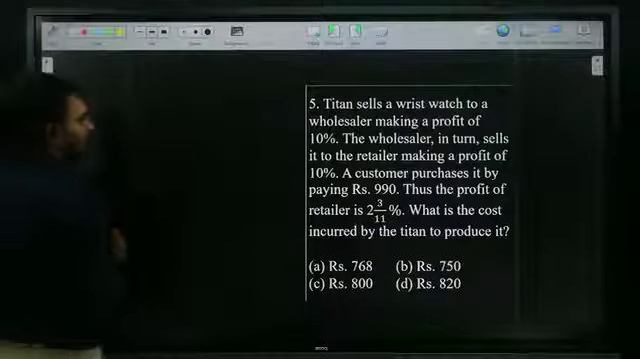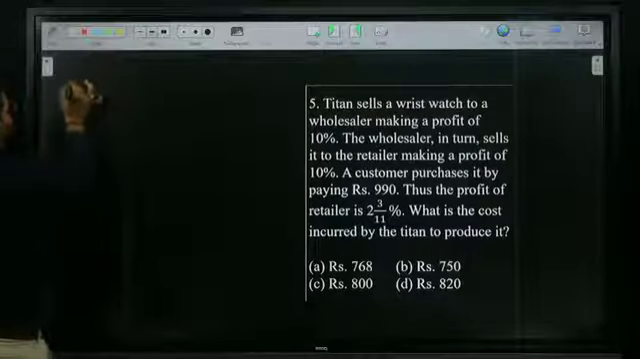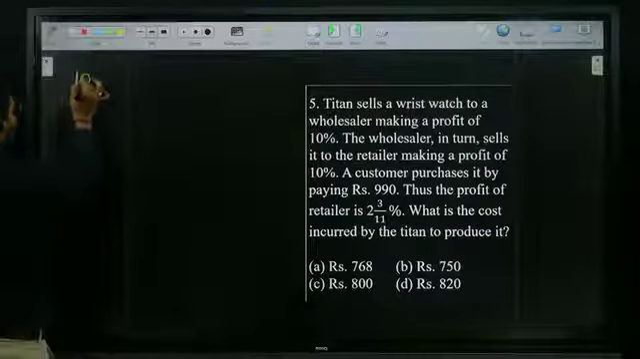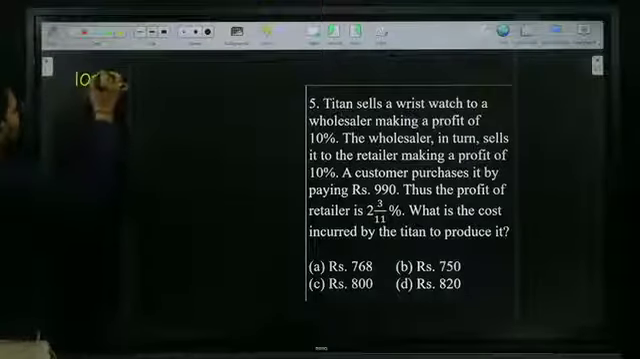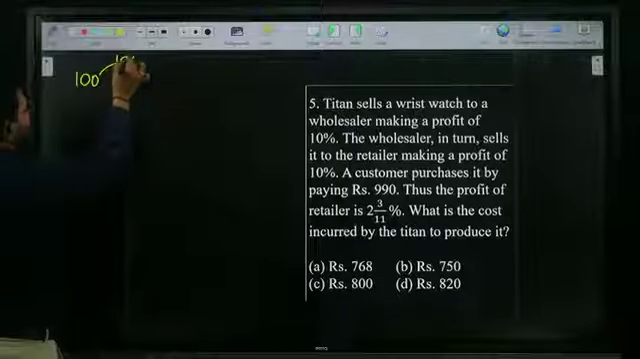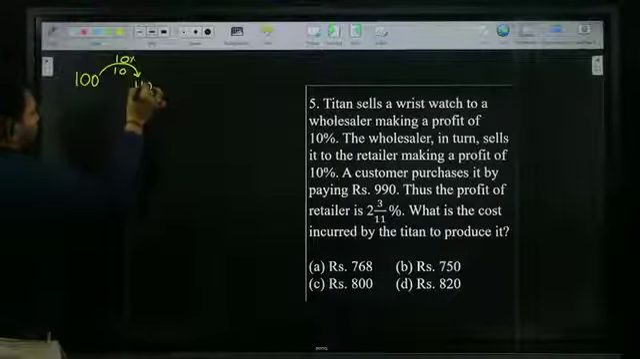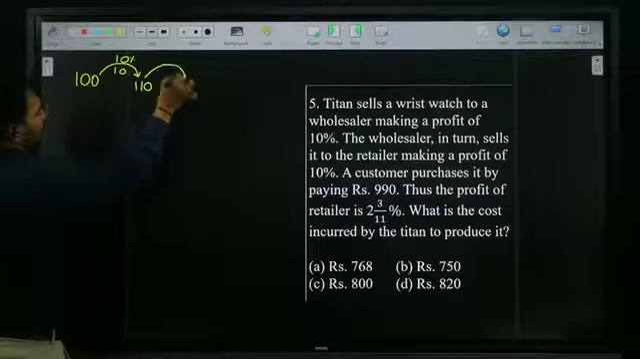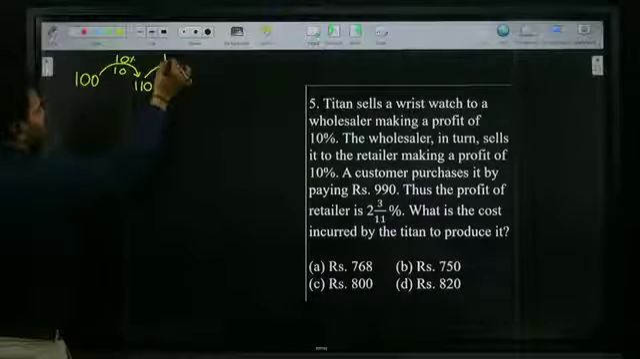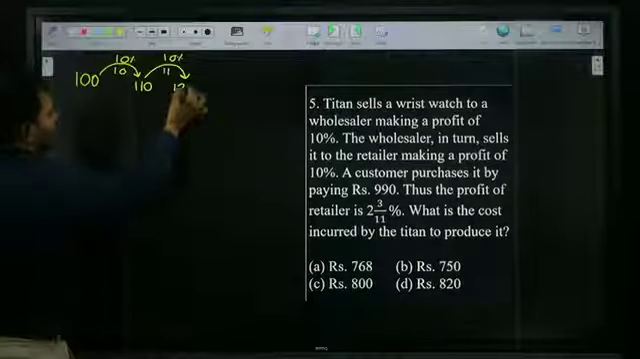Titan sells a wristwatch to a wholesaler making a profit of 10%. First of all, I don't know the original price. Simply I assume as 100. 10% profit is nothing but 10. It becomes 110. Again 10% profit is nothing but 11. It becomes 121.